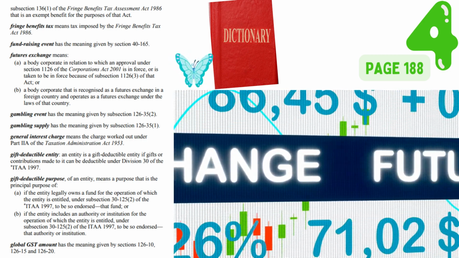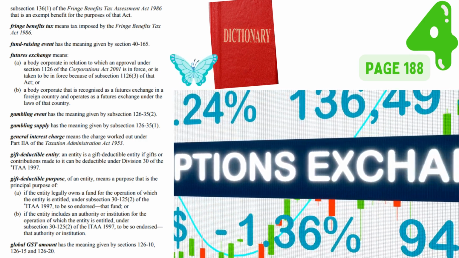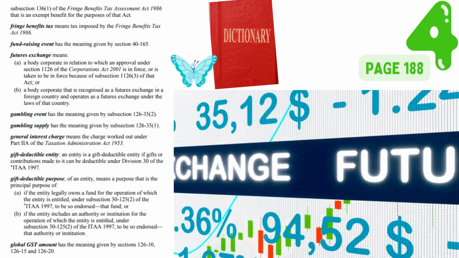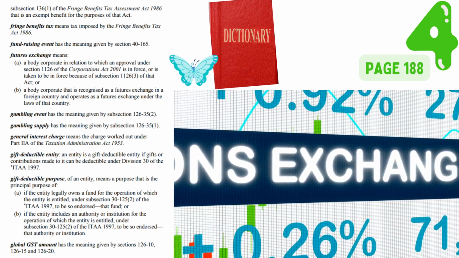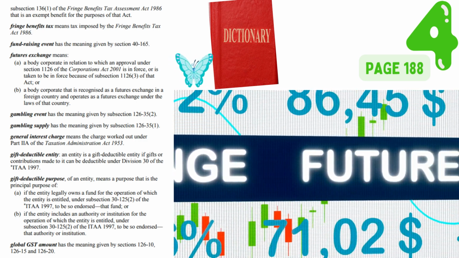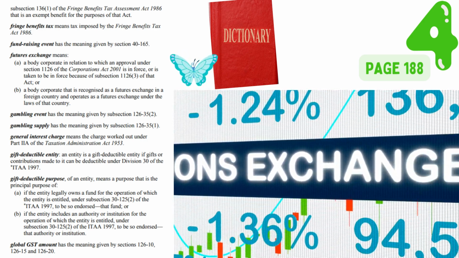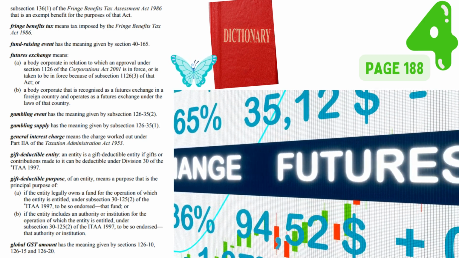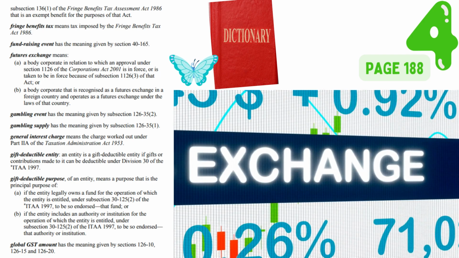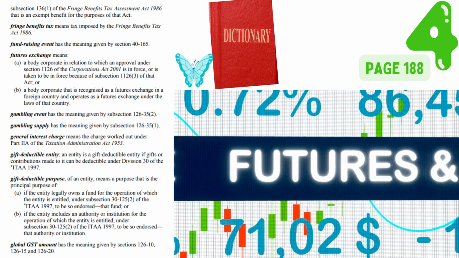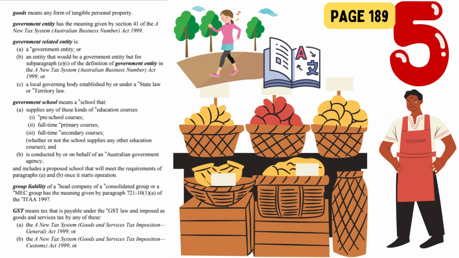Next page. Page 188. Word number 27. Fringe benefits tax. 28. Fundraising event. 29. Futures exchange. 30. Gambling event. 31. Gambling supply. 32. General interest charge. 33. Gift deductible entity. 34. Gift deductible purpose. 35. Global GST amount.